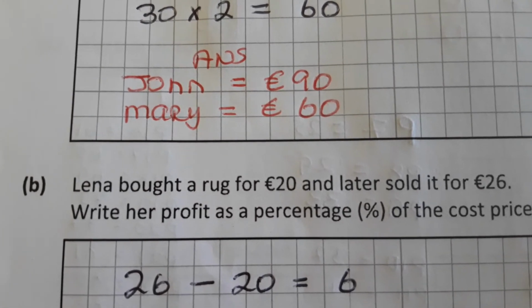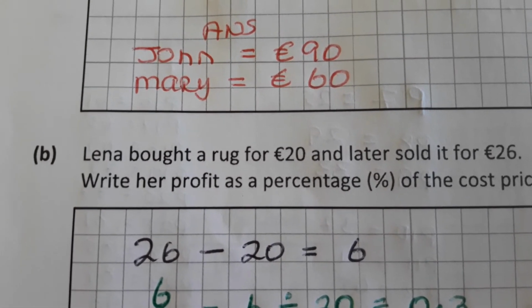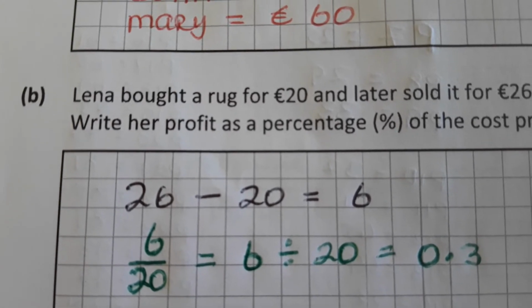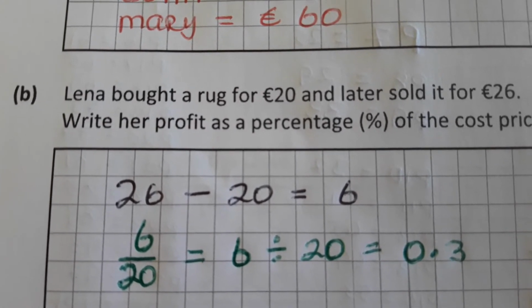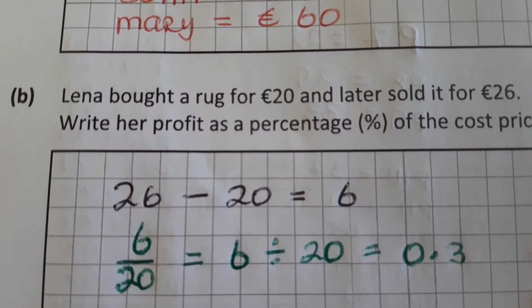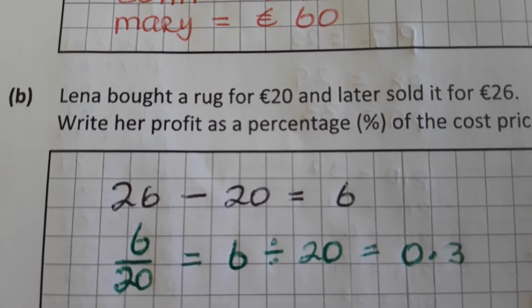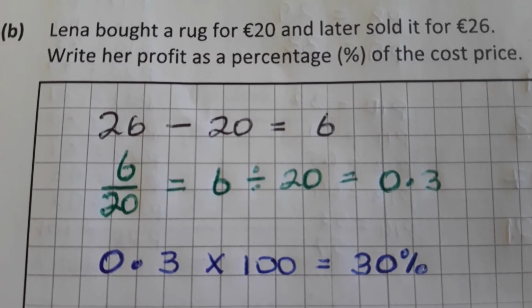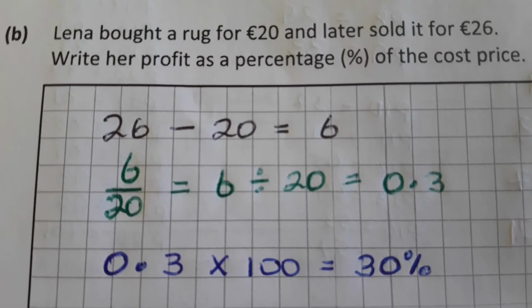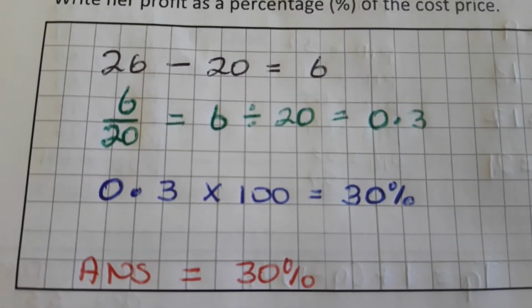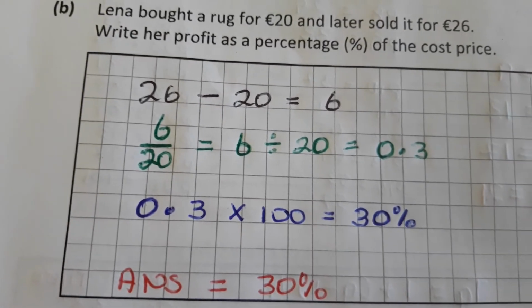Now, to find that as a percentage of the cost price, you write it as a fraction over the cost price, 6 over 20, and 6 over 20 means 6 divided by 20, and when you get 6 divided by 20, you get 0.3. Now, to turn that into a percentage, you simply multiply it by 100. So 0.3 multiplied by 100 gives you 30%. So your answer is 30%.